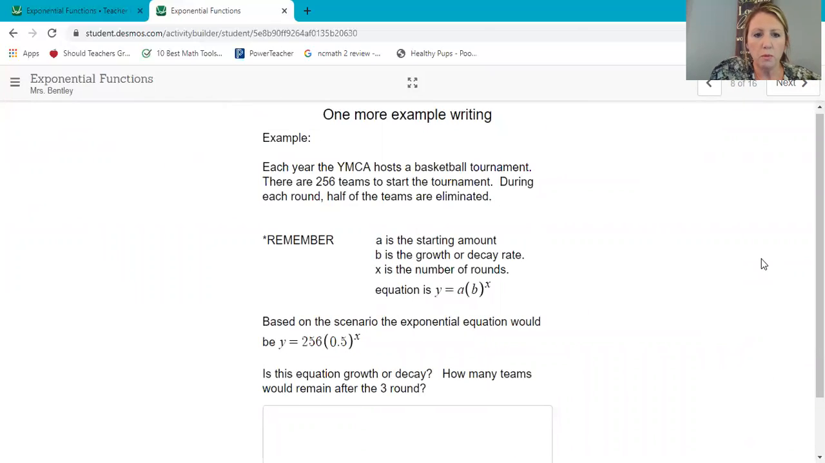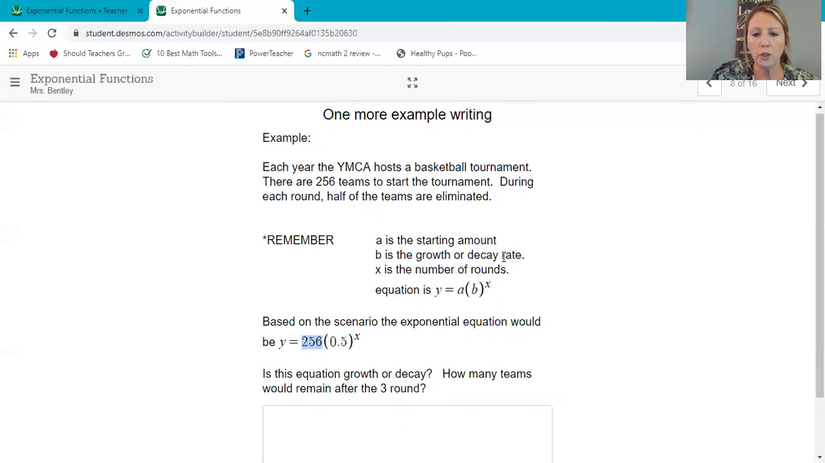Okay, I'm going to do one more with you. Each year, the YMCA hosts a basketball tournament. There are 256 teams to start the tournament. During each round, half of the teams are eliminated. So remember, A is the starting amount. So in this scenario, that would be the 256 teams. So notice in my function where A would be, I've substituted in 256.